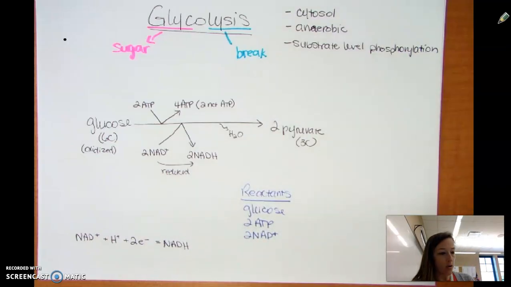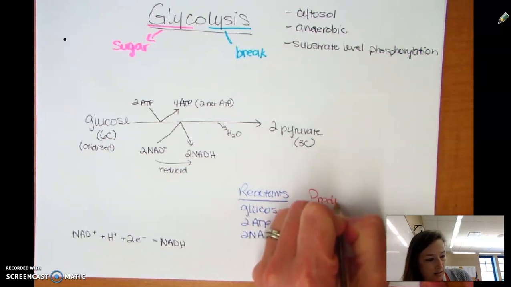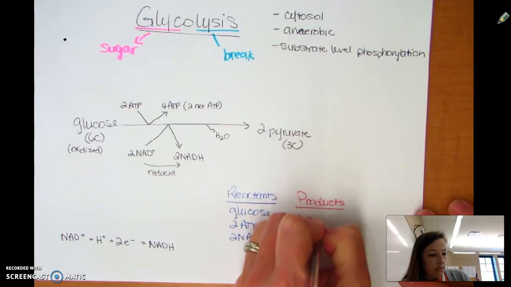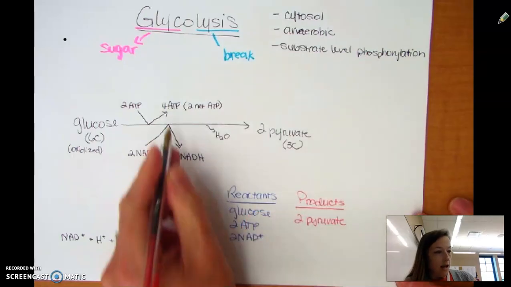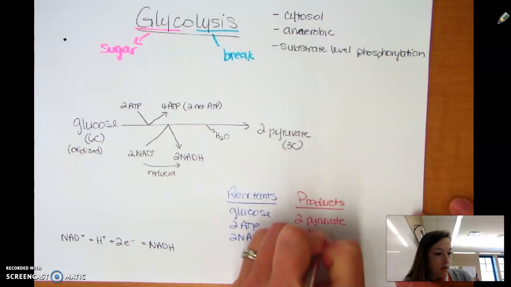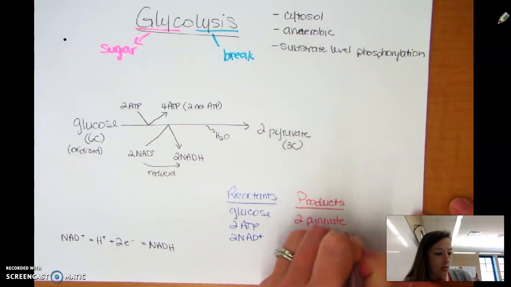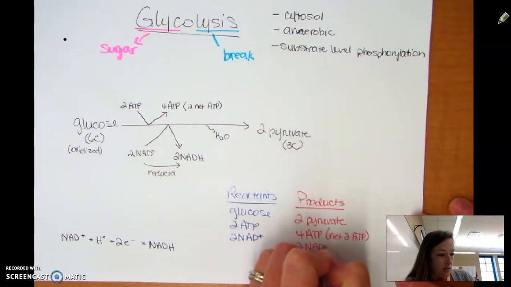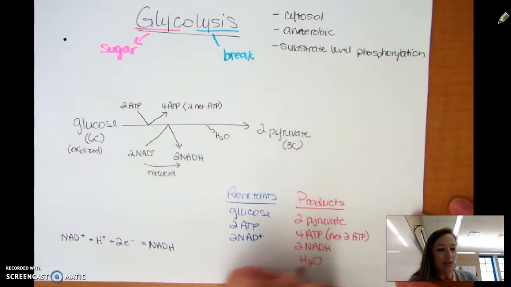And then my products, I have my 2 pyruvate. I have my 4 ATP, or you could say a net of 2. I have my 2 NADHs, and I have my water. And I think there's 2 waters.